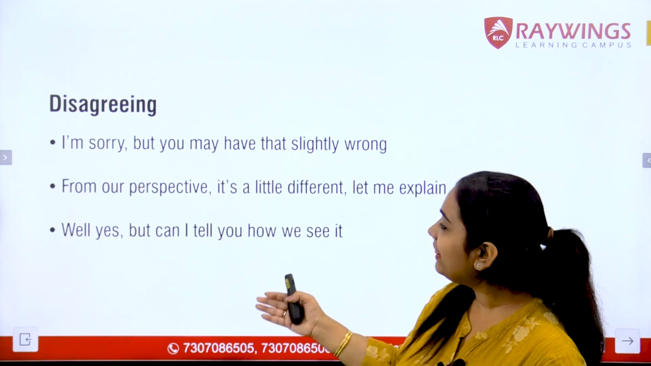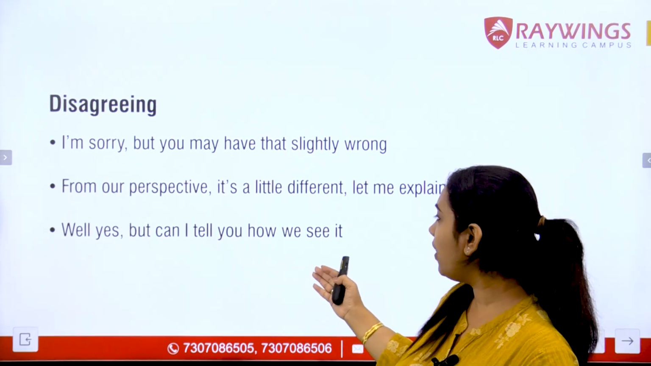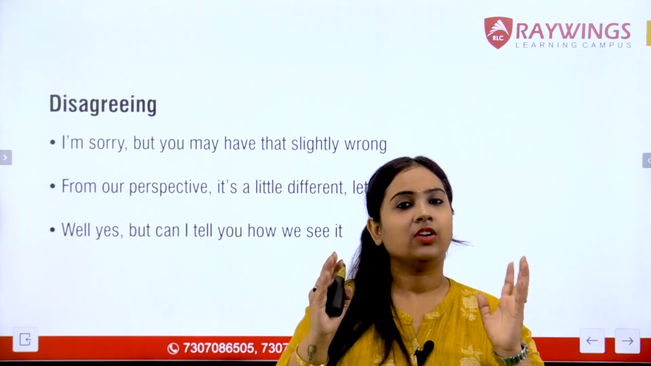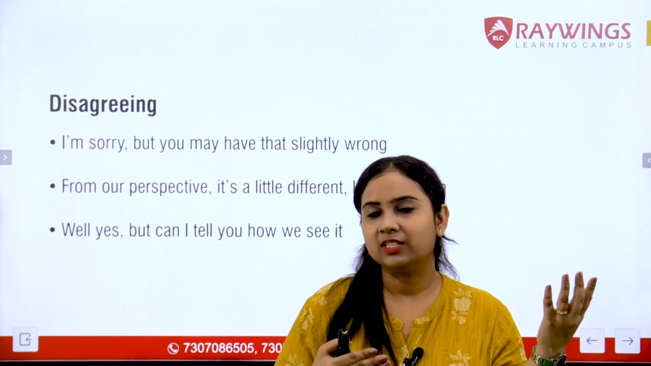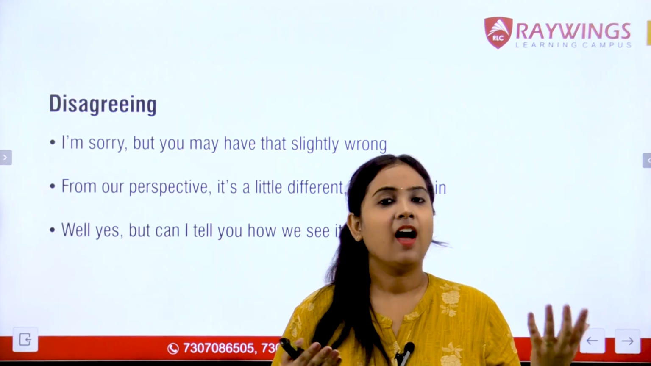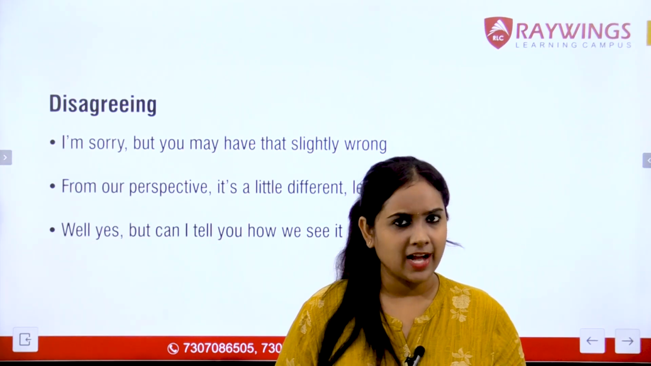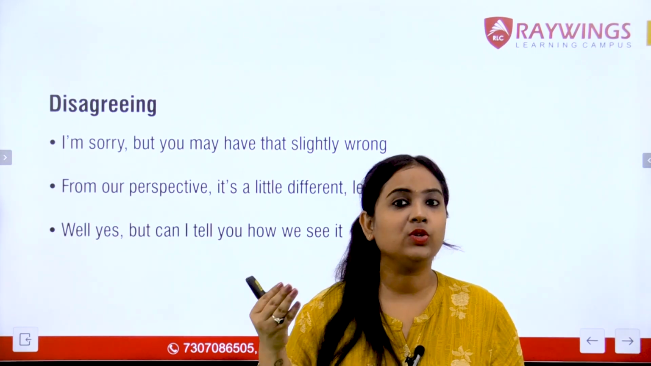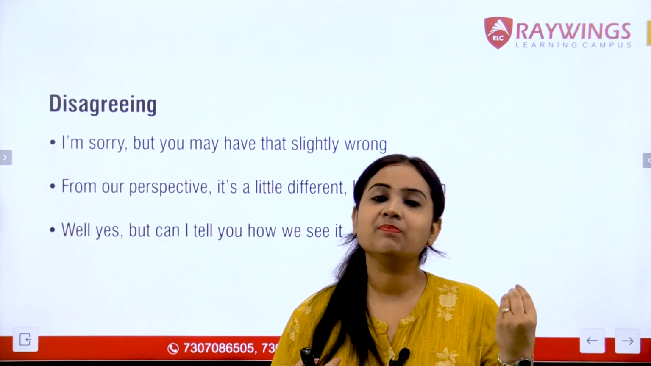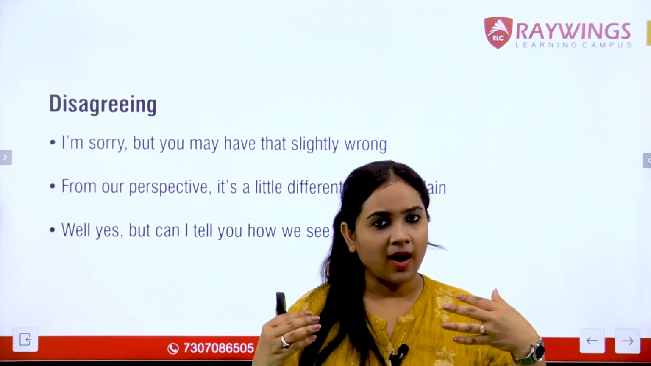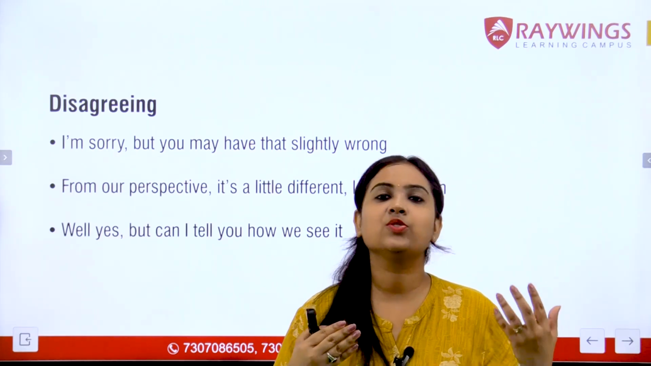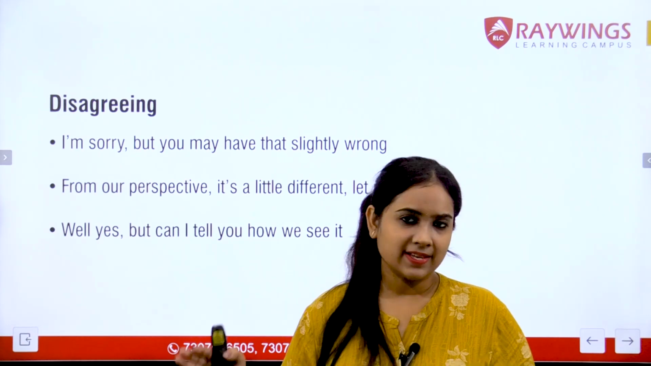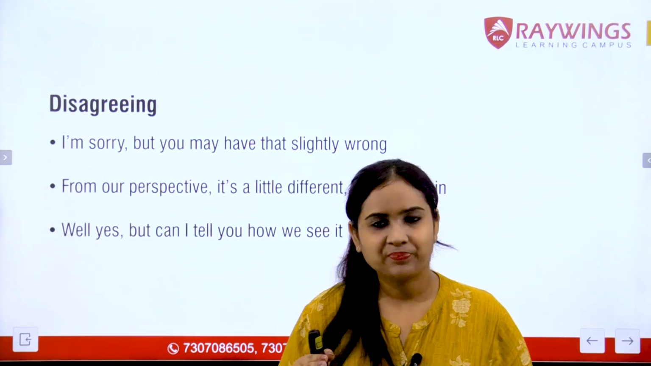Number three: well, yes, but can I tell you how we see it? Now, can I tell you how we see it means you are appreciating the other person's opinion, but you are also informing the other person of how you see it, that you are talking about your perspective, which clearly means that you are not agreeing, you are actually trying to tell what your point of view is. So you can use these phrases to disagree with somebody while being polite.